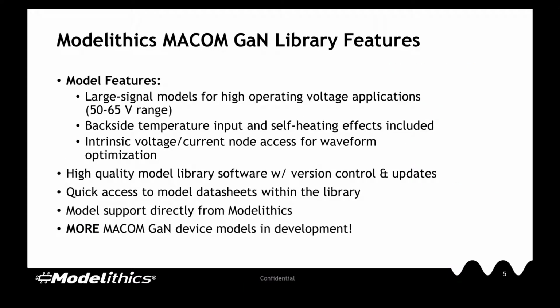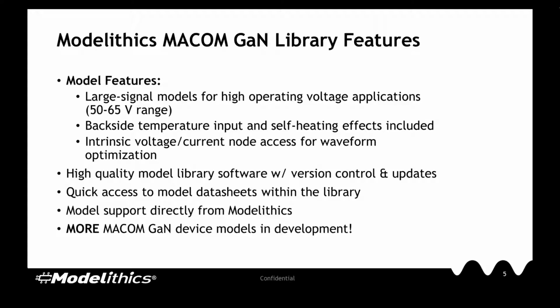Now let's talk about some of the features of the models in the library. Note that these models are large signal models for high operating voltage applications in the 50 to 65 volt range. The models include backside temperature input and self-heating effects. Another feature is intrinsic voltage and current node access for waveform optimization. This is important for PA designers.